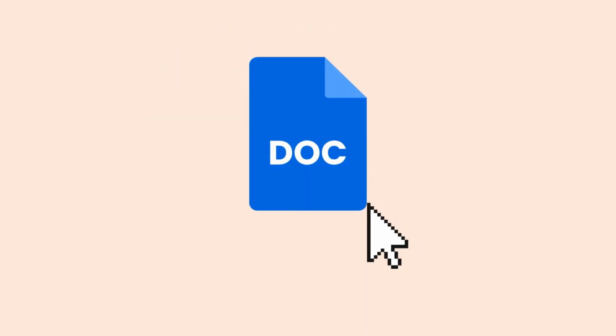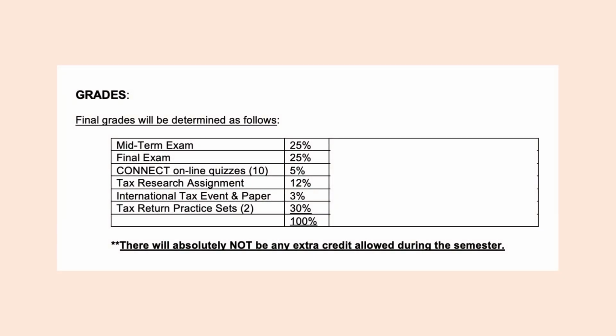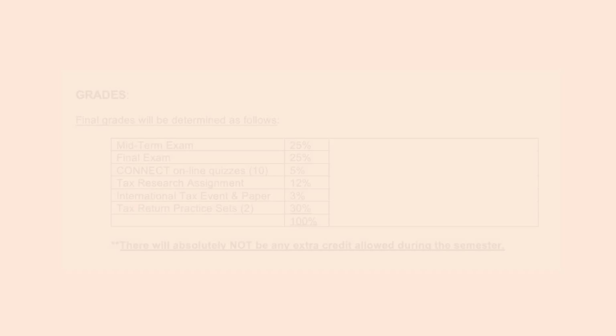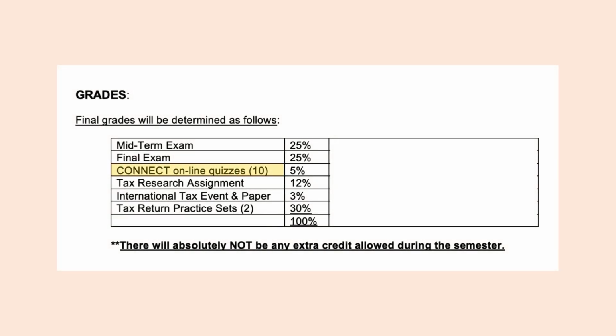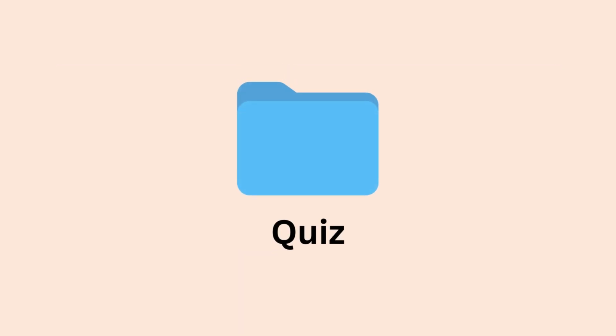Okay, now let's open the syllabus and go to the grading section. We have the midterm and the final exam at the top, and they take up 50% of the total score, which means they are super important. Thus, very likely, we need to create folders for these two items, but we are not sure yet. Okay, then we have 10 online quizzes. We may need a folder for this one as well.